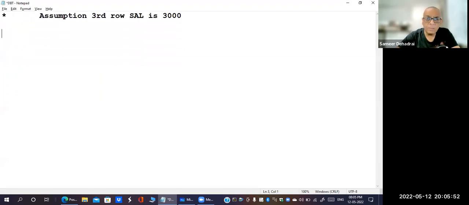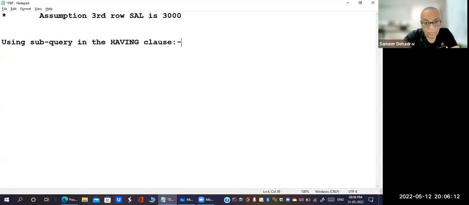Up till now, all the examples that we've done, I was using subquery in the where clause. But you can use subquery in the having clause. Let's take an example on that. Using subquery in the having clause. Let's see how to use subquery in the having clause.